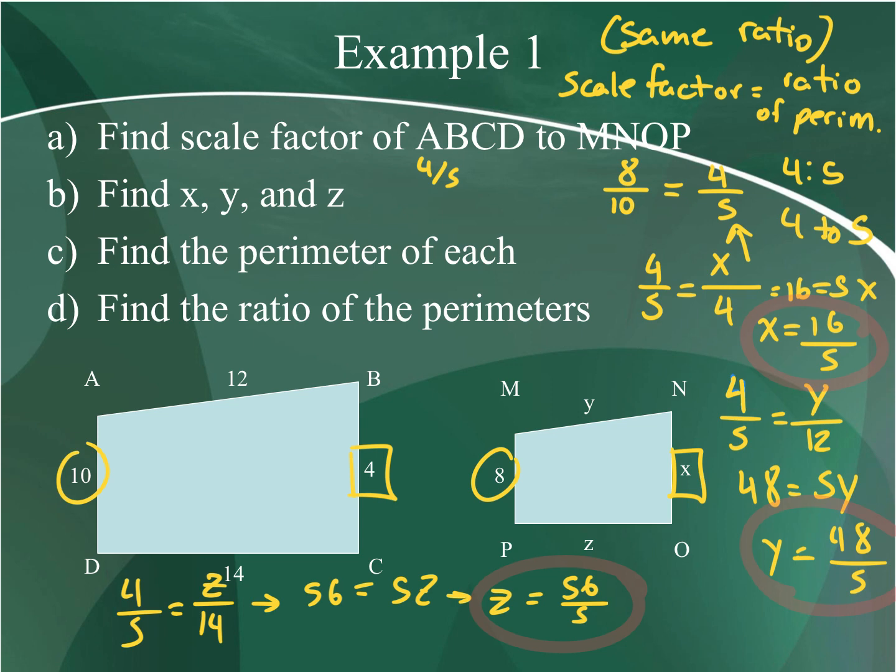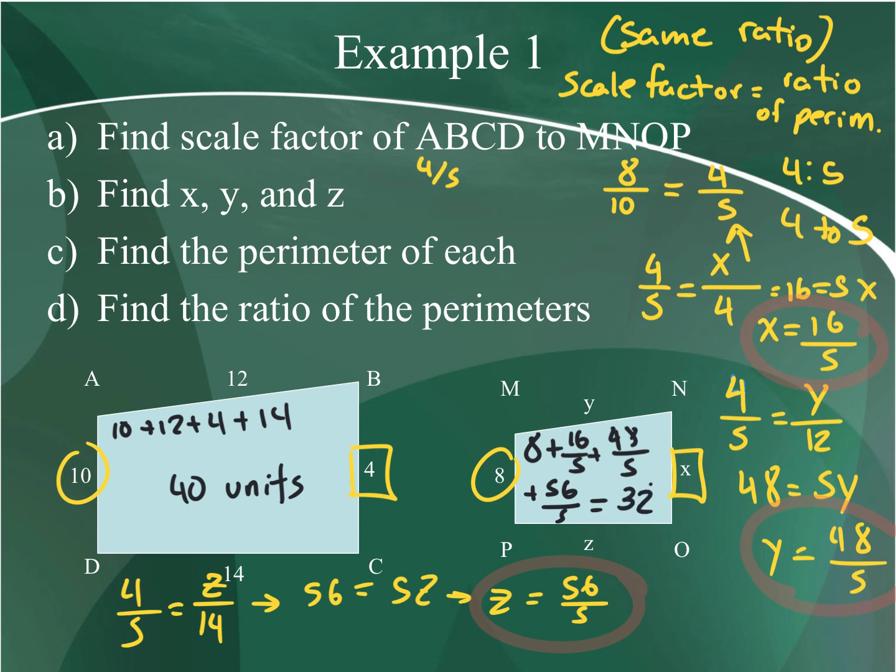So the perimeter of the left is going to be 10 plus 12 plus 4 plus 14, which gives us 40 units. And the perimeter for the other one is going to be 8 plus 16 over 5 plus 48 over 5 plus 56 over 5, which is going to give us that the perimeter is 32 units. I'm going to keep the perimeters in the squares. And again, the ratio of the perimeters is the same as the scale factor, so we found it as well, being, again, 4 over 5.